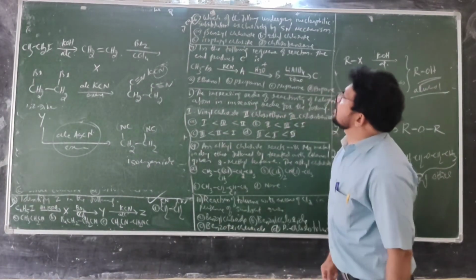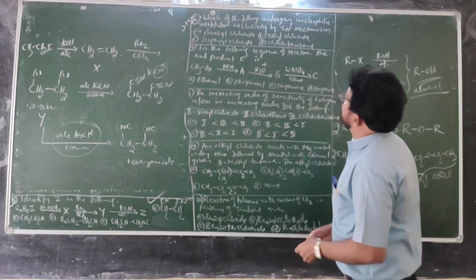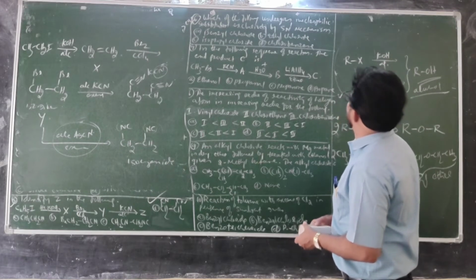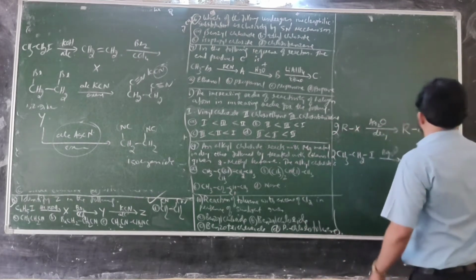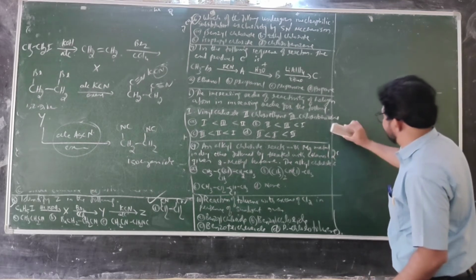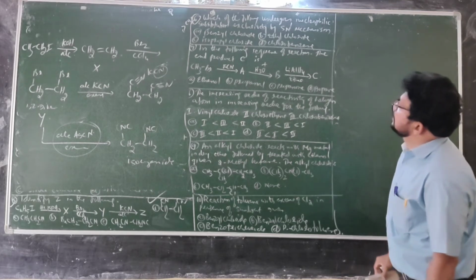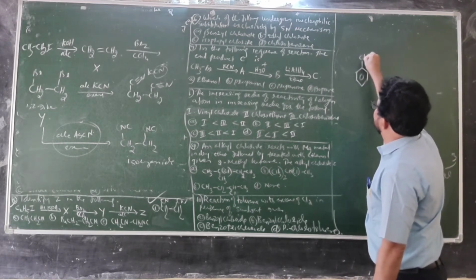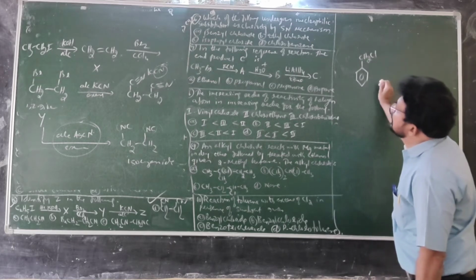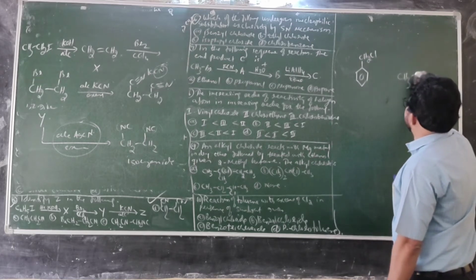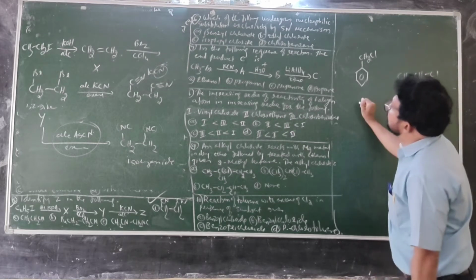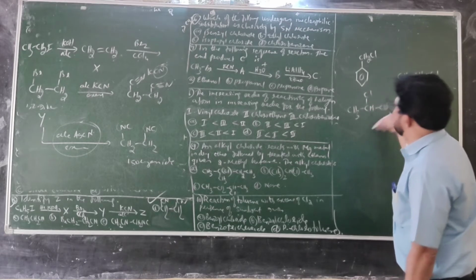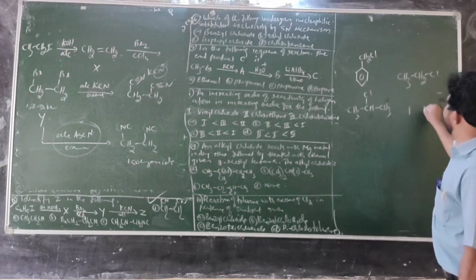Now, coming to question number 6. Which of the following undergoes nucleophilic substitution exclusively by SN1 mechanism? What are the options? Benzyl chloride, CH2Cl. Ethyl chloride, CH3CH2Cl. Isopropyl chloride. Chlorobenzene.